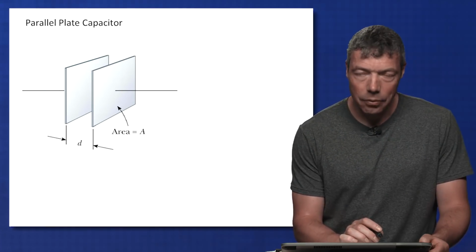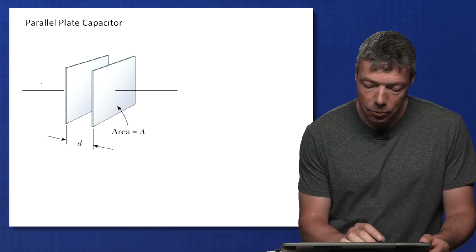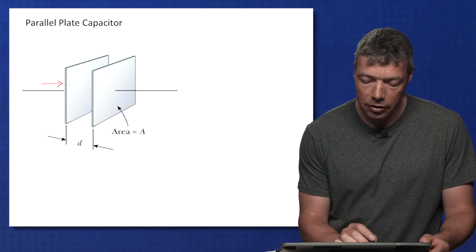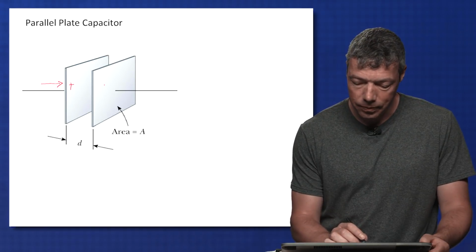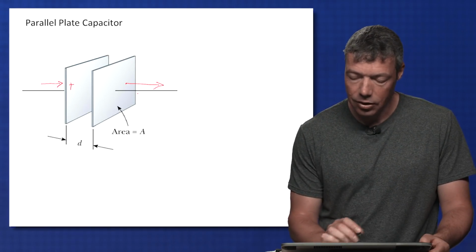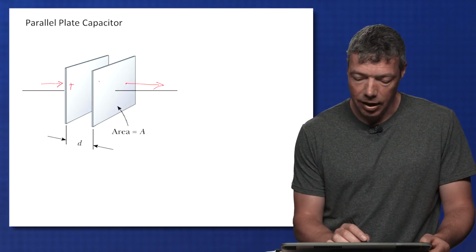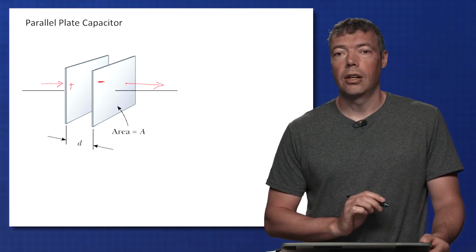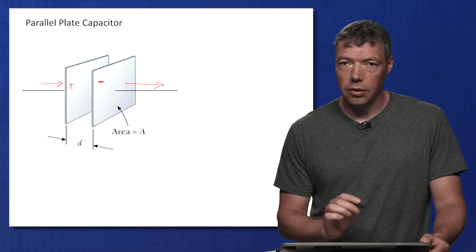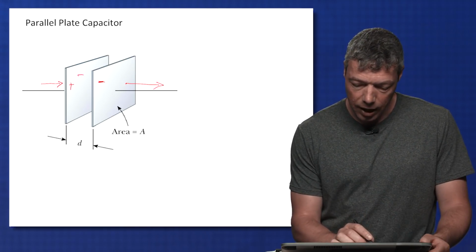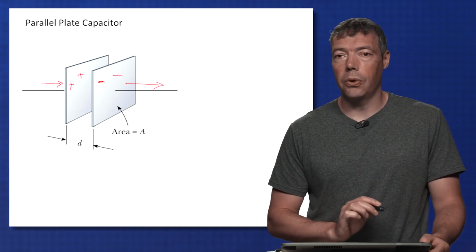And what I'm going to do is I'm going to move one positive charge to one plate. And to keep the whole thing neutral, I'm going to take one charge away from the other side. So I have a negative charge on the right side plate. And I'm going to repeat this. I'm going to add one more charge, take one more away.